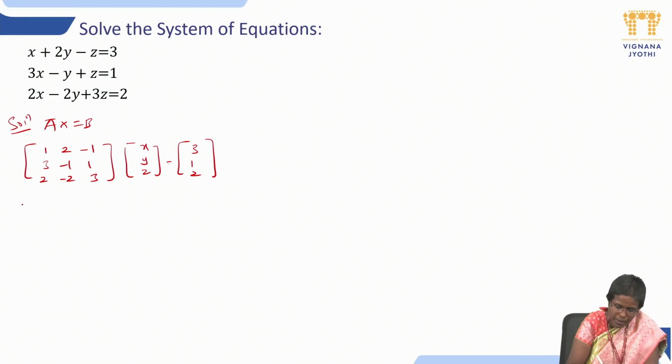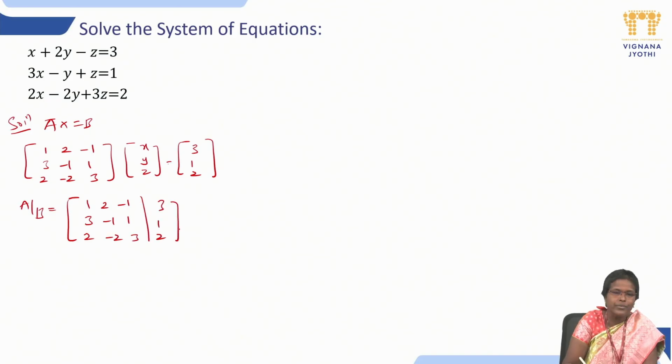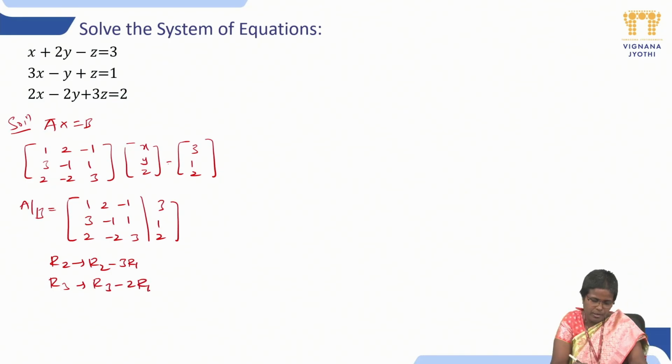Now, what is the augmented matrix I have to write here? Augmented matrix is nothing but 1, 2, minus 1, 3, minus 1, 1, 2, minus 2, 3, 3, 1, 2. Right? Now, what is our duty? That we have to reduce this one into echelon form and find the rank. Okay. R2 implies R2 minus 3R1 and R3 implies R3 minus 2R1. Okay. Now, what are we going to get?